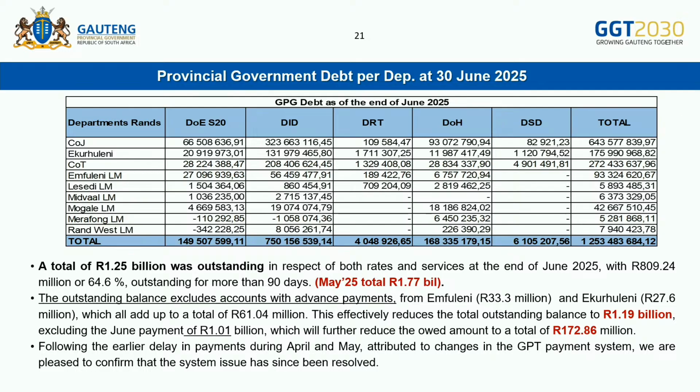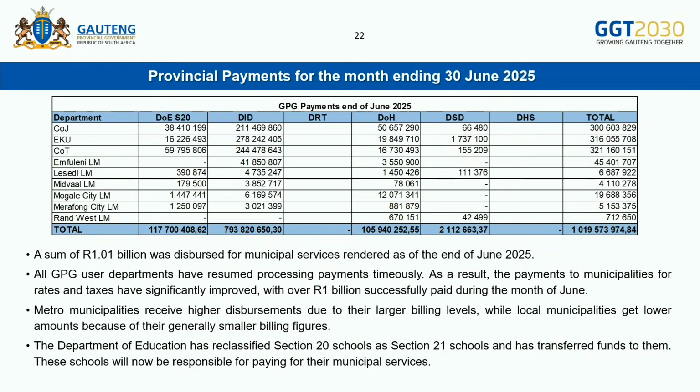According to courts, Chair, and this certainly could have moved slightly given the reporting period, the outstanding balance excludes accounts with advance payments from Mfuleni and Ikuruleni, and when you discount some of the credits that are sitting within the system, that amount is reduced to about 1.1 billion. And as I've indicated, Chair, we have paid about R1 billion in the month of June. So, Chair, that's just a question in terms of the departments that are owing.